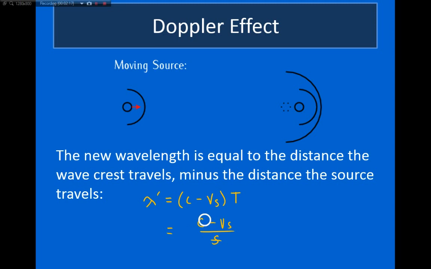Now you'll notice here that I'm using c for the speed of a wave, and I'm doing this because we now have three different speeds that we're going to be talking about. There's the speed of the wave, the speed of the source, and we'll also talk later about the speed of the observer.